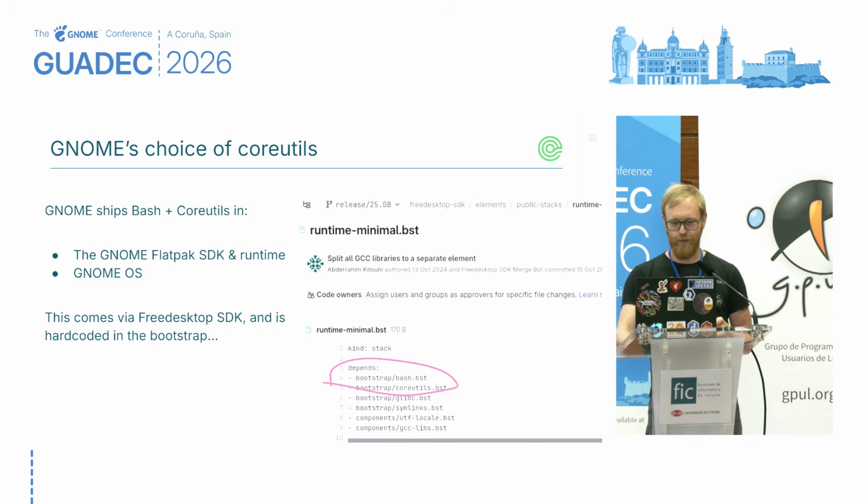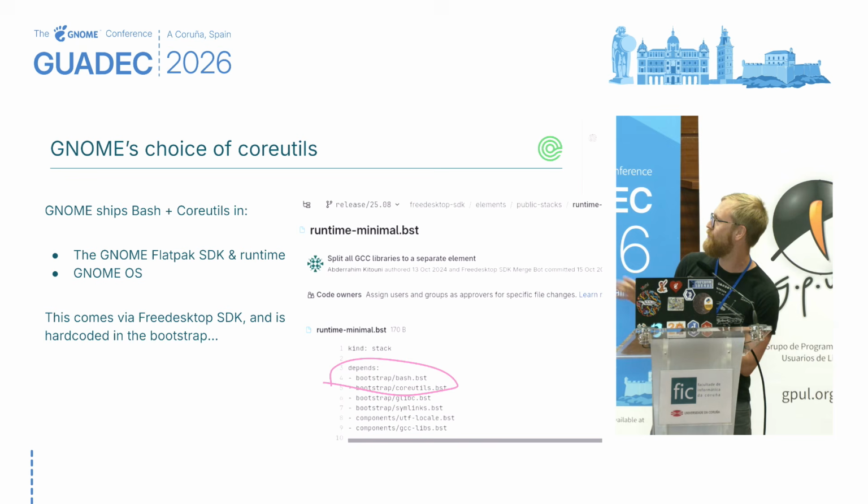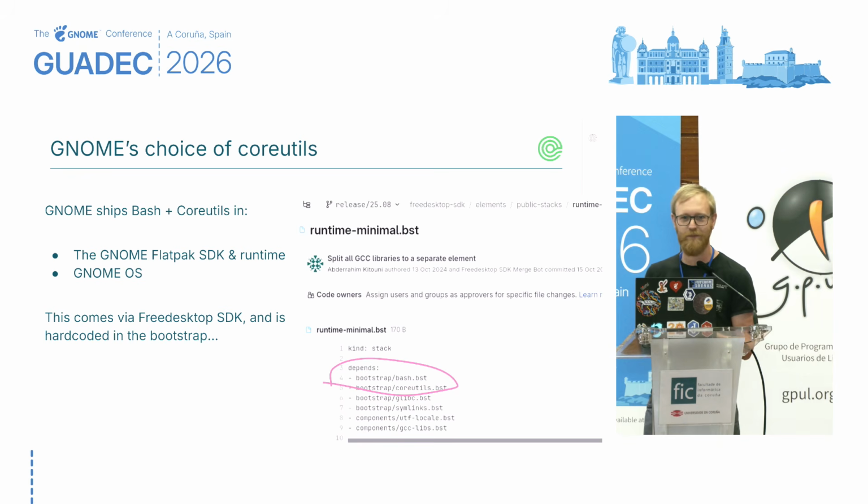So until now, we've hard-coded use of GNU Coreutils that came in via Free Desktop SDK. So Free Desktop SDK has a stack called Runtime Minimal, which is like the most minimal thing you can have. It contains glibc, and then it contains Bash and Coreutils. So it doesn't matter what you want to build with Free Desktop SDK. If you want to have C programs, you're going to get a shell and utilities as well.